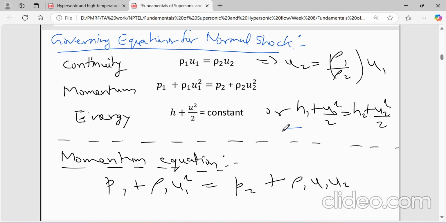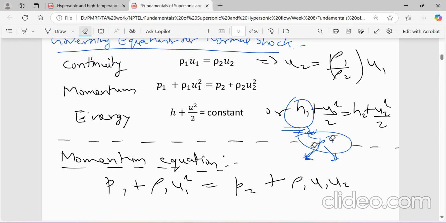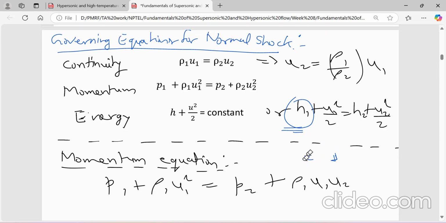So here I have written it in the form of h and not cp T, because this is the general relation we can use for any type of gas, like calorically perfect gas, thermally perfect gas, or a chemically reacting gas mixture. But if we write cp T here, then it can only be used for calorically perfect gas, because then cp will be constant, or a function of temperature also. So this cp can be variable. That's why we are not writing it as cp T.